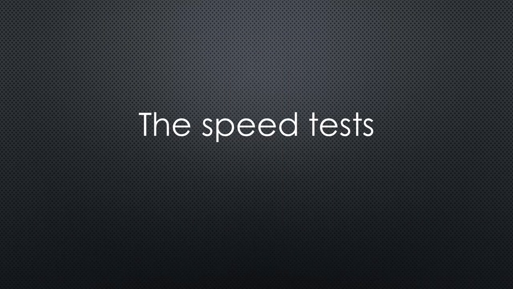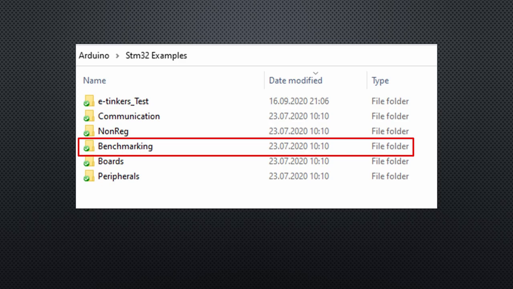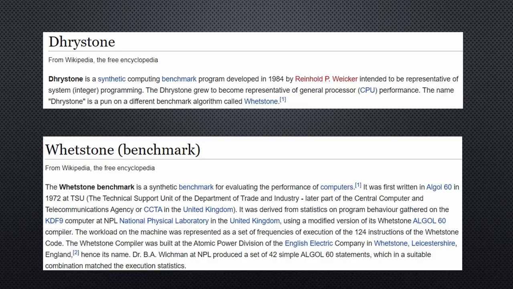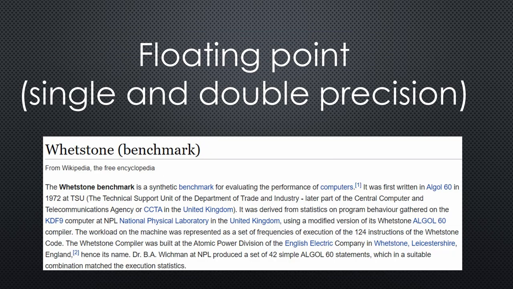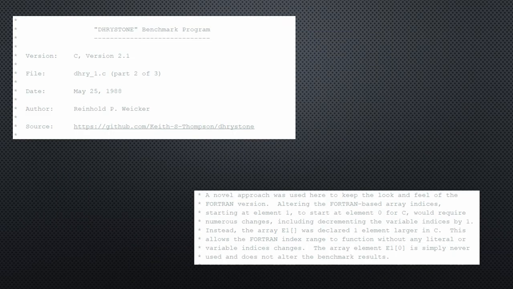In my last video, these tests also gave cause for complaint. So this time I used the official STM benchmark. It consists of three parts, a Dhrystone and two Whetstone sketches, one with single and the other with double precision. The Dhrystone is an integer benchmark and the Whetstone uses floating point numbers. Looking at the sketches, you see copyright 1988, more than 30 years old. Then, a little further down, you find the word Fortran.